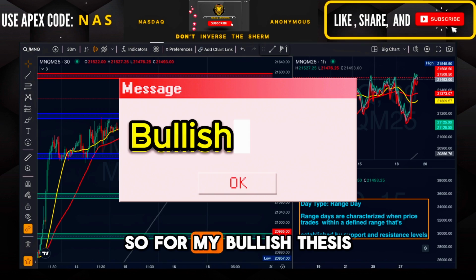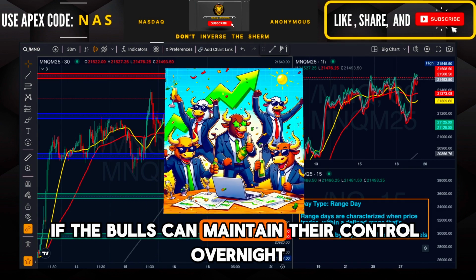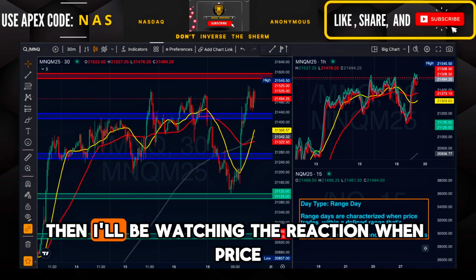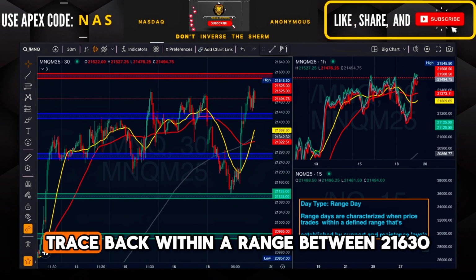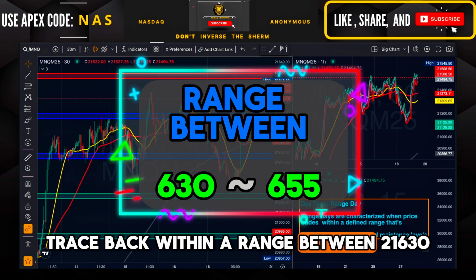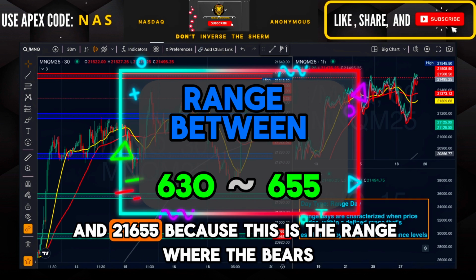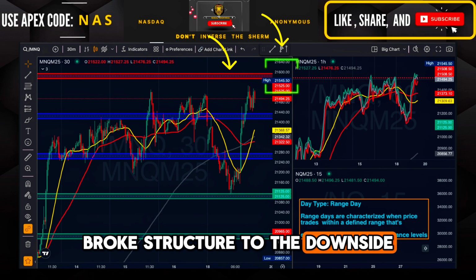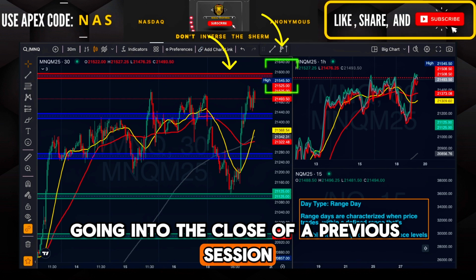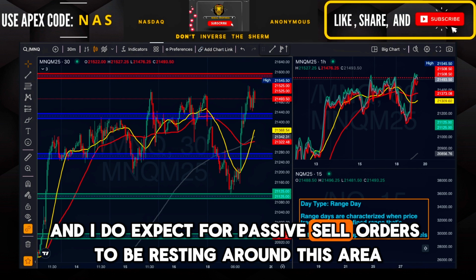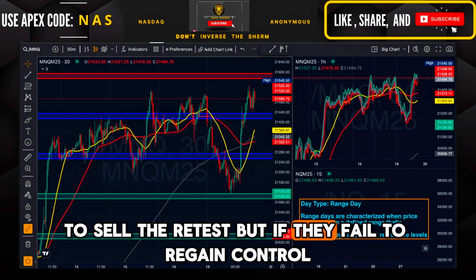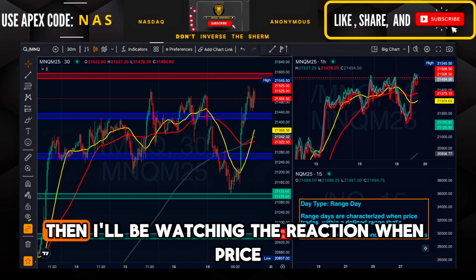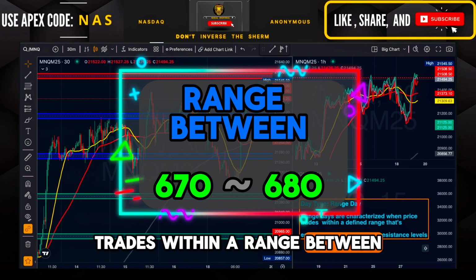So, for my bullish thesis, if the bulls can maintain their control overnight, then I'll be watching the reaction when price trades back within a range between 630 and 655. Because this is the range where the bears broke structure to the downside going into the close of a previous session. And I do expect for passive sell orders to be resting around this area to sell the retest.